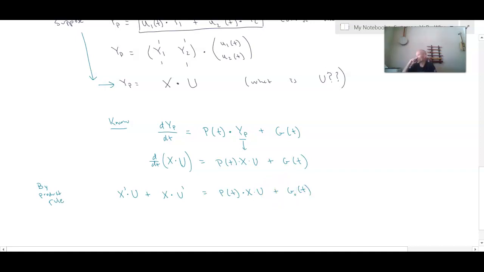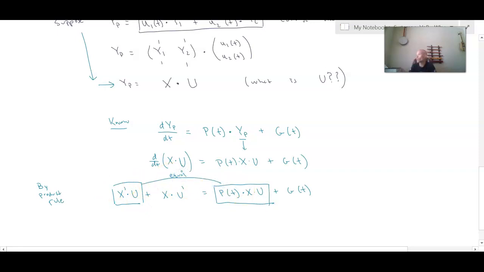Now remember, what we're after here is we want to know, well, what should the U matrix be? What should u1 and u2 be? Now, we are very, very close to being done here. One thing that we know from this equation is that x prime u and P of t times x times u, those are equal to one another. Why are they equal to one another? Why are these two things equal?